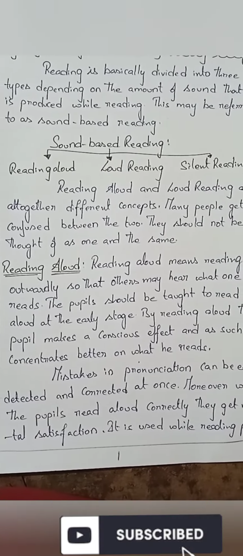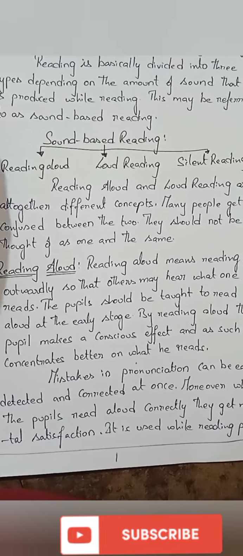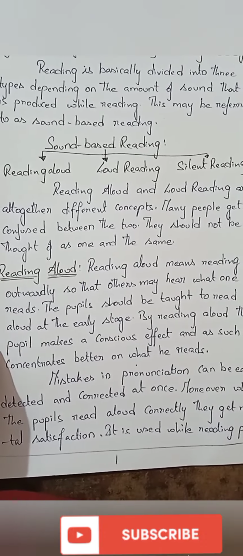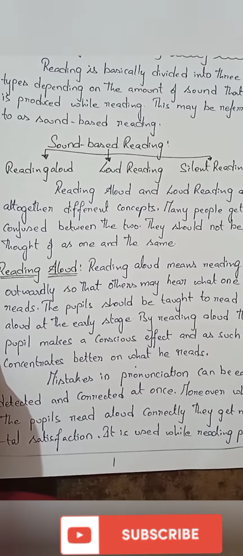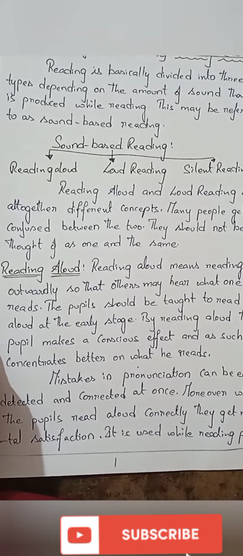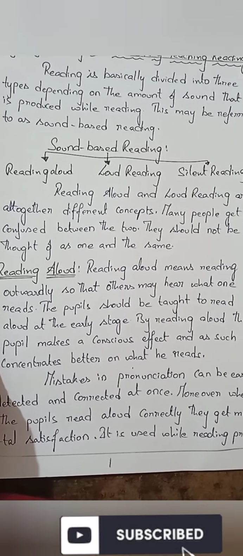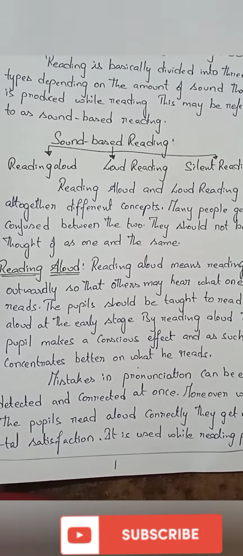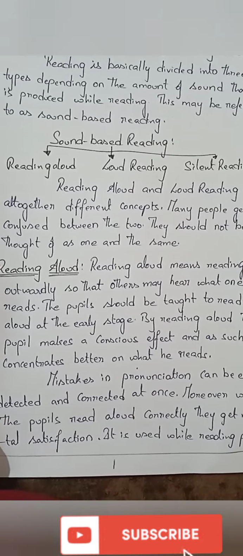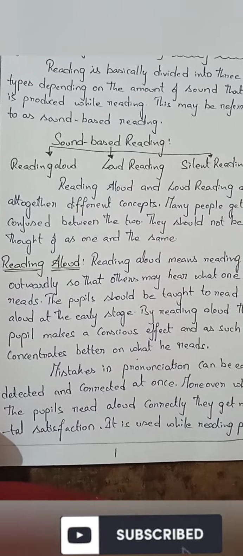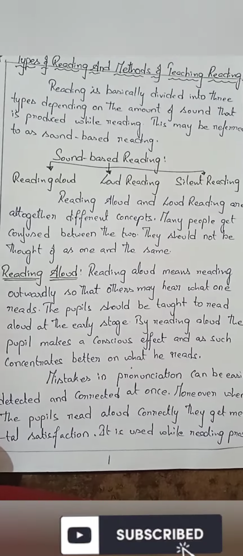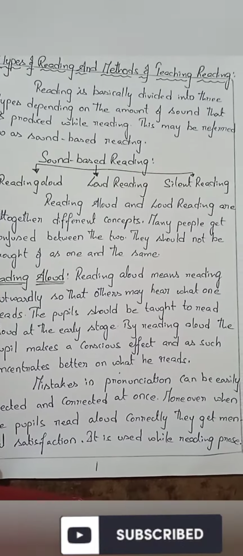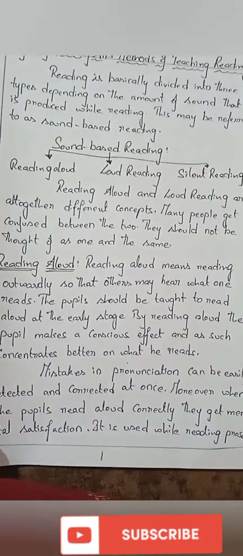Here, reading aloud means reading out loudly so that others may hear what one reads. The pupils should be taught to read aloud at the early stage. By reading aloud, the pupil makes a conscious effort and, as such, concentrates better on what he reads. Mistakes in pronunciation can be easily detected and corrected at once. Moreover, when the people read aloud correctly, they get mental satisfaction. It is used while reading prose.